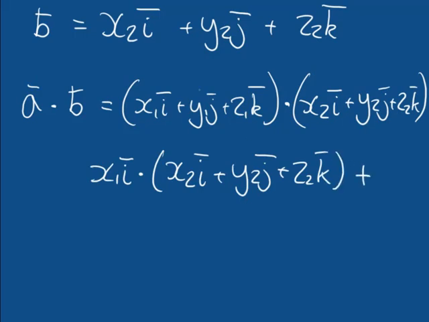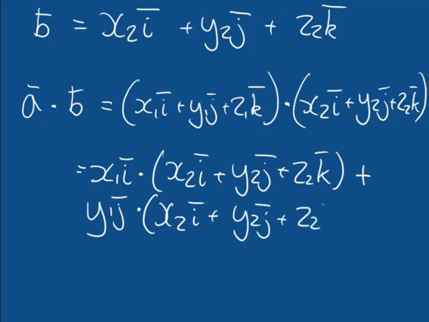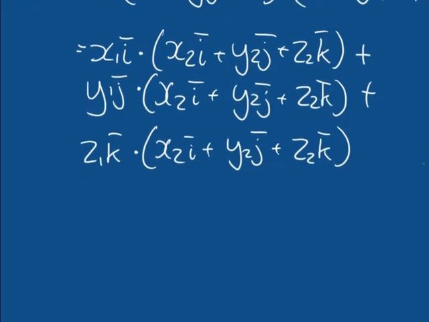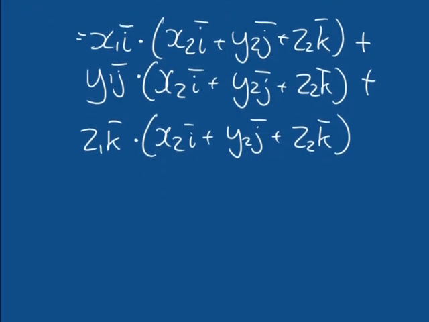We'd add to that y1j, so this is equal to y1j dot (x2i plus y2j plus z2k), and we'd add to that z1k dotted with this bracket, so z1k dotted with (x2i plus y2j plus z2k). We can then expand this further, as I was saying a second ago, by multiplying each of these out and adding them together.